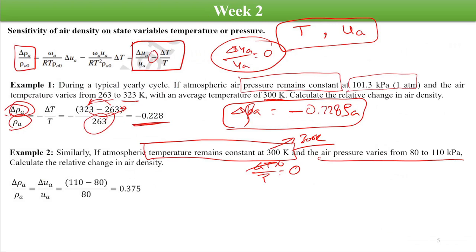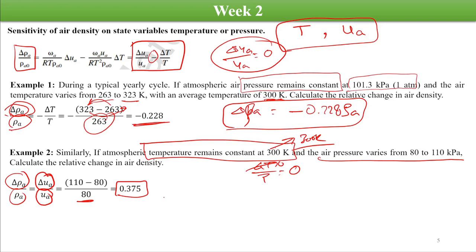Okay, so it is going to be constant at 300 Kelvin, right? So we'll write the first part of the equation, that is delta rho A upon rho A is equal to the change in the air pressure upon the initial air pressure. Initially it was 80 and now it is 110. So P2 minus P1 is going to be 110 minus 80, and it will be divided by the 80. So we'll finally get a change of 0.375.